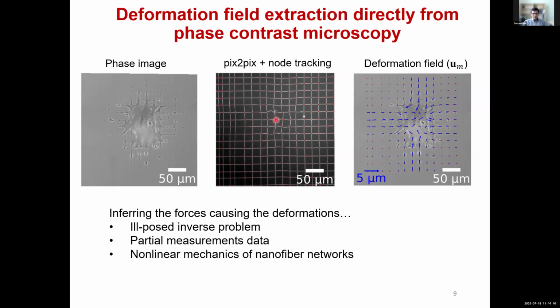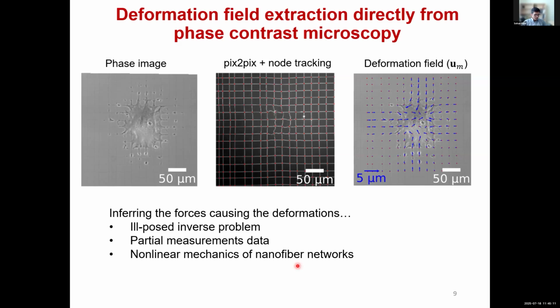And on top of that, the mechanics of the fiber network is highly non-linear, because the amount of forces that the cells are exerting causes the fibers to go beyond their linear Euler-Bernoulli kind of response. So we need to account for the nonlinear mechanics of this network.